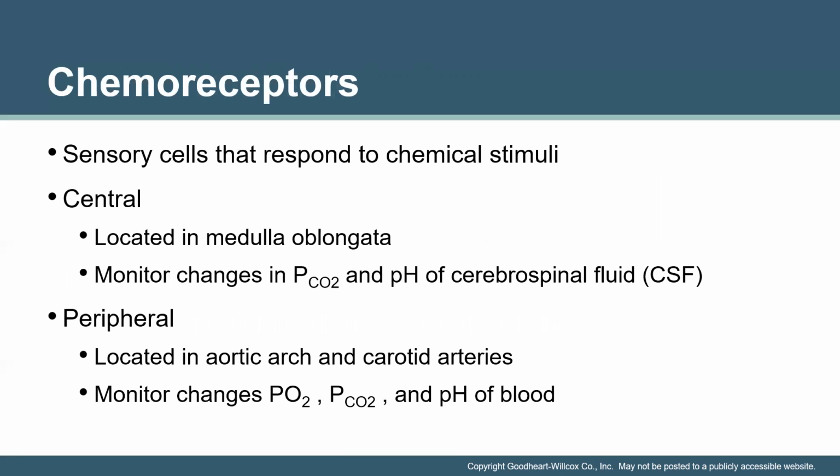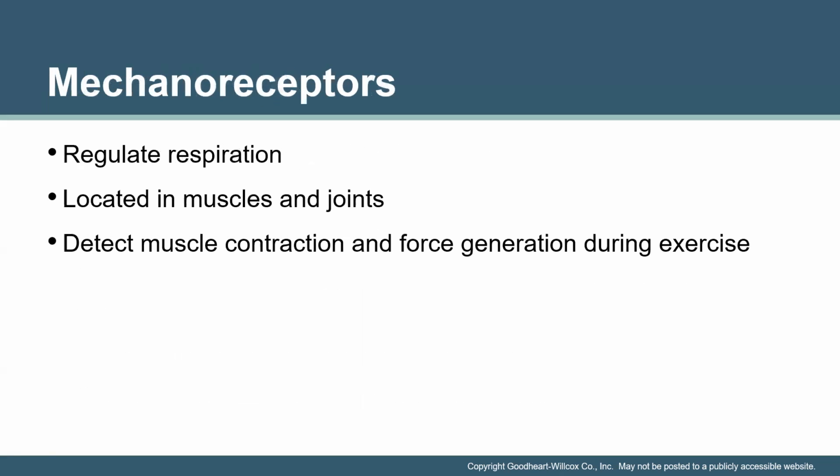Now we also have chemoreceptors. Chemoreceptors are special sensory cells that respond to stimuli. We have these located within the nervous system, within the medulla. They monitor changes in pH and thereby levels of CO2, in this case within the CSF. If it's peripheral, we have chemoreceptors located within your aortic arch and in your carotid arteries. This also monitors carbon dioxide and pH changes, but it remains in the blood.